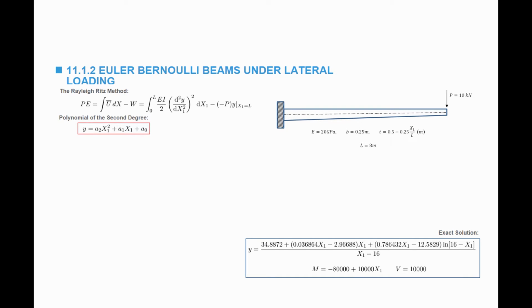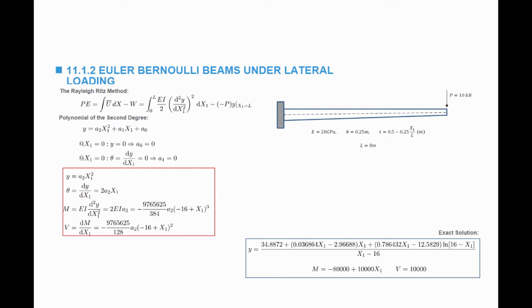Next, we will seek an approximation of the second degree. So y is equal to a2 x1 squared plus a1 x1 plus a0. We will remove some of these unknown coefficients by satisfying the essential boundary conditions. At x1 equals 0, the displacement is 0. And at x1 equals 0, the rotation, which is the rate dy by dx1, is also equal to 0. Both would give us that a0 and a1 are equal to 0.